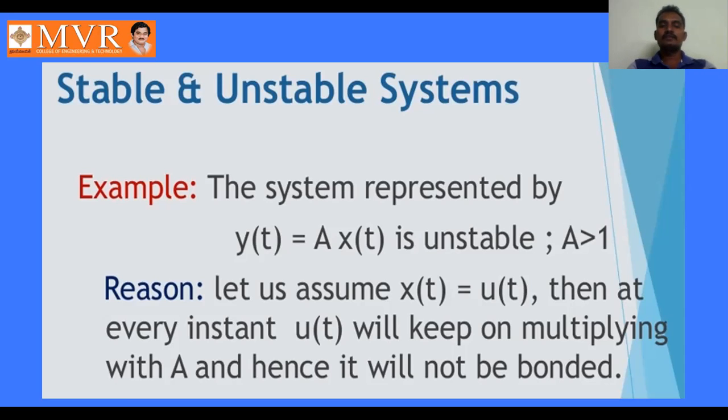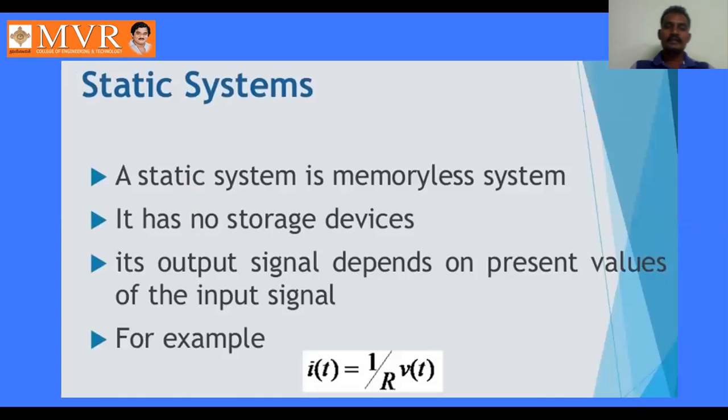Then at every instant u of t will keep on multiplying with a, and hence the output will not be bounded. If x of t is 1, then y of t equal to a into u of t, which is a into 1, so y of t is equal to a, and then it is unstable. Then static systems. What is meant by static and what is meant by dynamic?